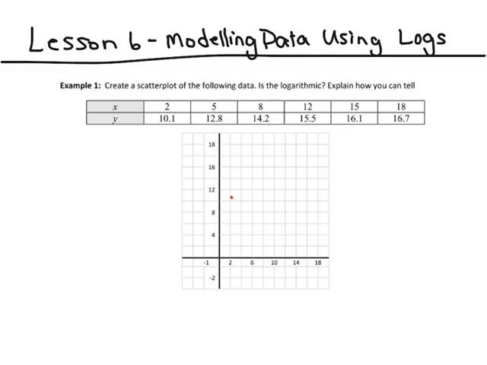We have 5 and 12.8. We've got 8 and 14.2. 12 and 15, oops, that should be like this, 15.5. 16, 15, and 16.1, and 18 and 16.7.